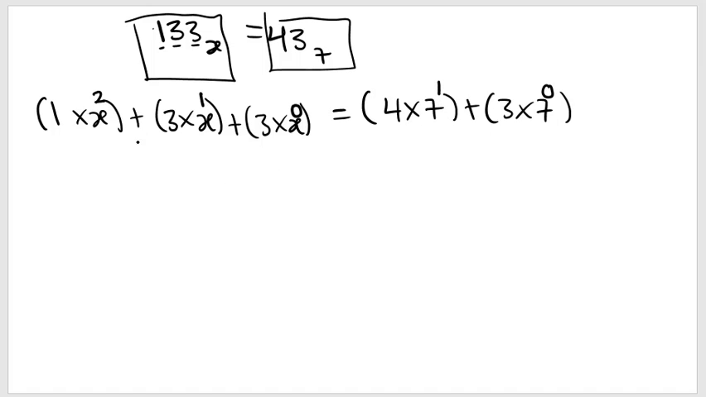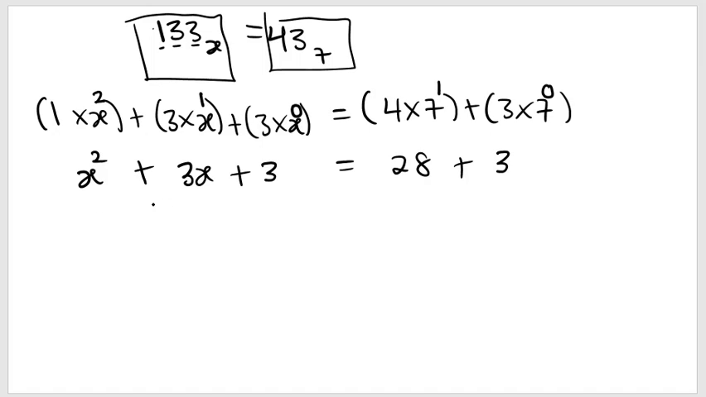Okay. Now let's simplify this. 1 times x squared is going to give us x squared, plus 3 times x exponent 1 is going to give us 3x, plus 3 times x exponent 0. X exponent 0 is going to give us 1, so 1 times 3 will give us 3. Being equal to, we have 4 times 7, and 4 times 7 is going to give us 28. So we have 28 plus 3 times 7 exponent 0. That one too is going to give us 3 because 7 exponent 0 is 1. So 1 times 3 is going to give us 3.